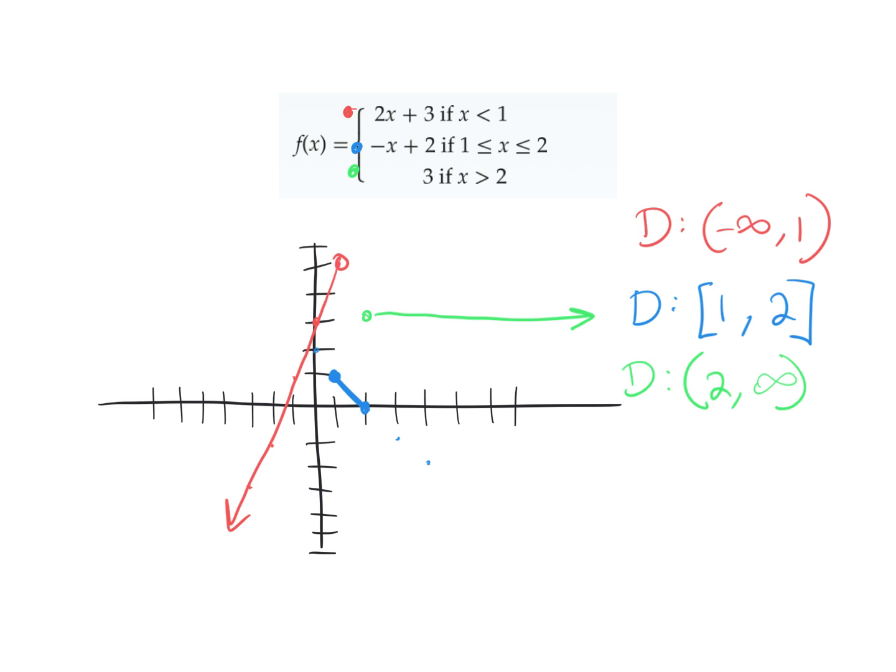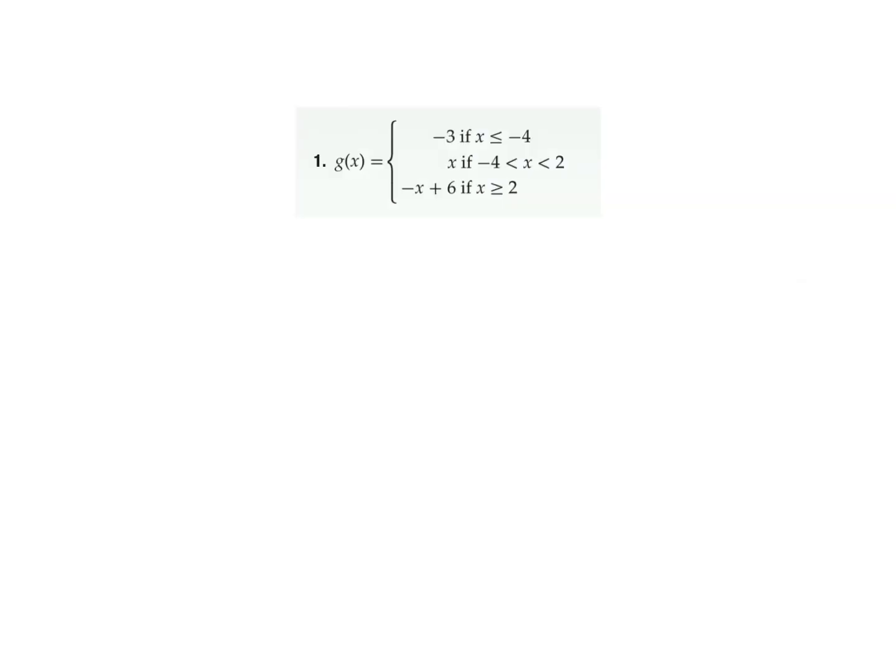So everything else that is not part of the domain, like those two blue dots, I can erase them. And this will be your final graph with domains next to it. All right, so for this problem, I'm going to start by drawing the graph again.